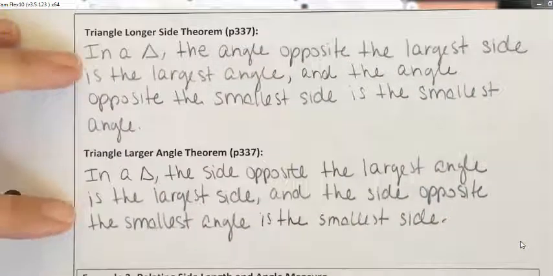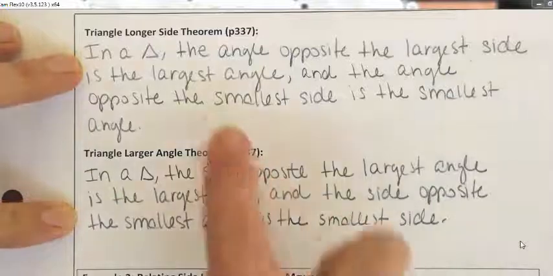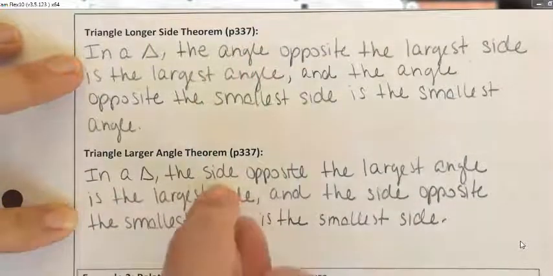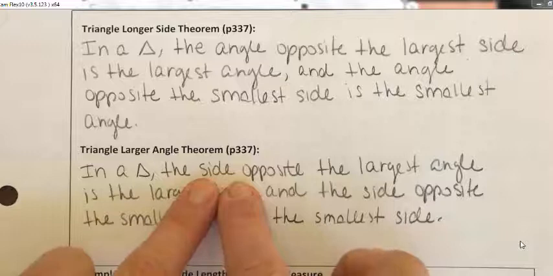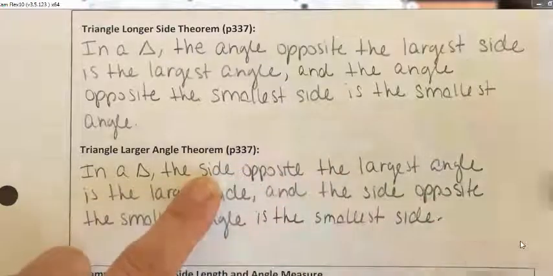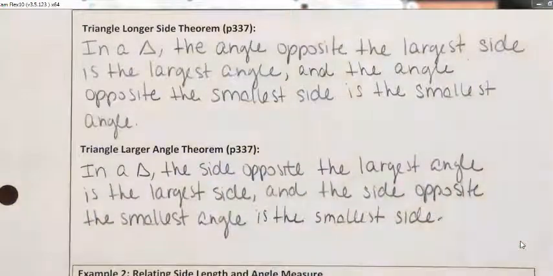Okay, so these are both basically saying the exact same thing, just do we put the angle first or do we put the side first? Either way, if you know that one angle is the largest angle, it's opposite the largest side, or if you know that one side is the largest side, then it's opposite the largest angle. And the same is true with the smallest sides and angles. Okay, moving on.